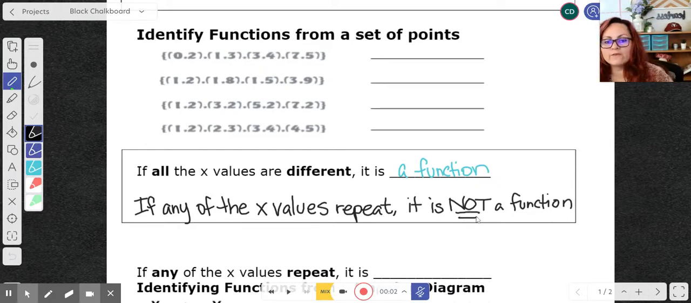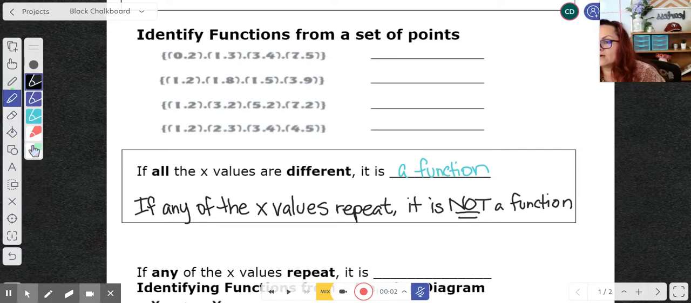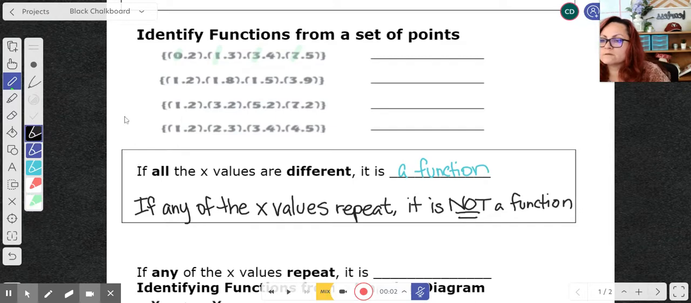So we're looking for repeating X's. I'm going to go ahead and just highlight all of the X terms, okay? So remember, it is in alphabetical order, X, Y. So we're looking at the very first term of each one of these. I've got a 0, a 1, a 3, and a 7. And when I look at that, no repeating. So awesome. It's a function.